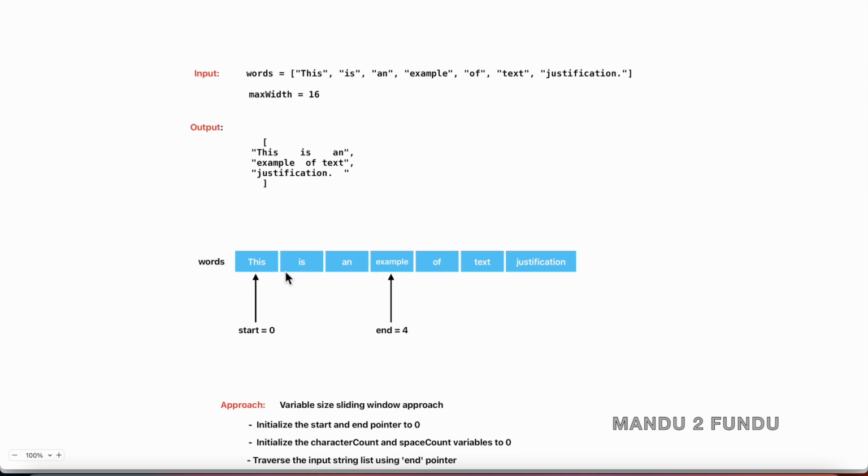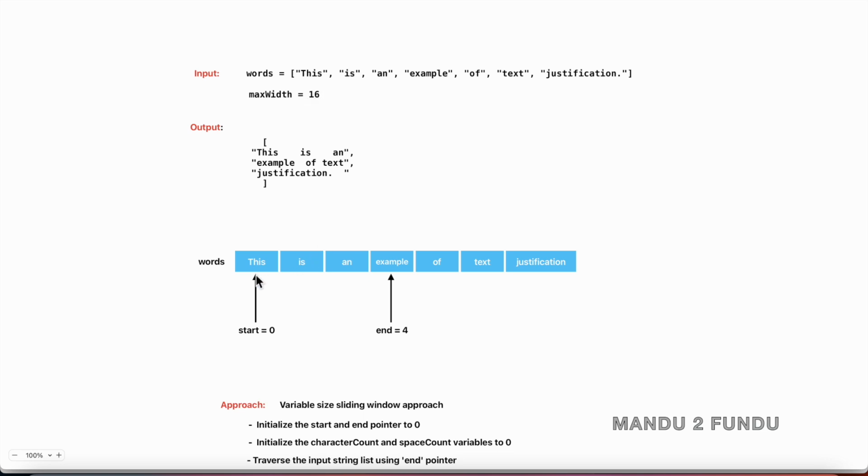Between the 4 words there are 3 spaces. Okay, so the space count will contain 3, and the character count variable contains 4 plus 2 plus 2, 8. So now the end pointer points to the word example. Now we have to check whether the accumulated characters including the current word exceed the max width.